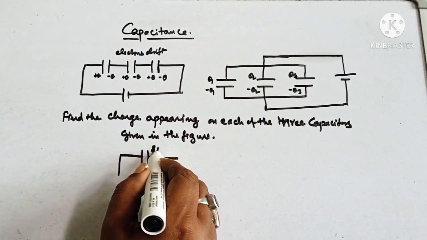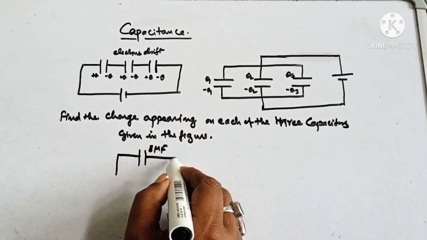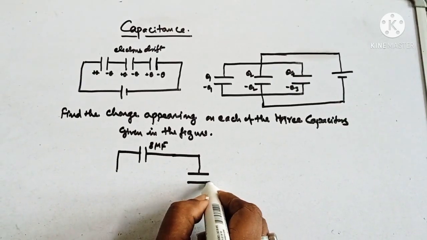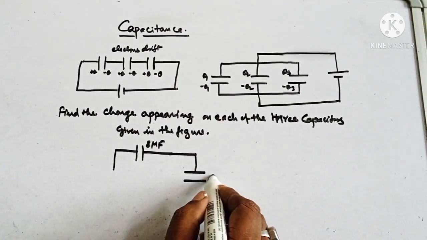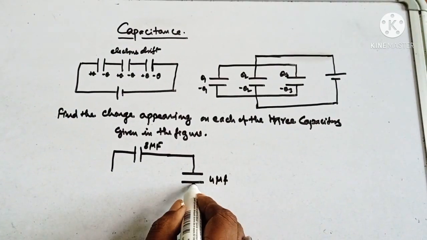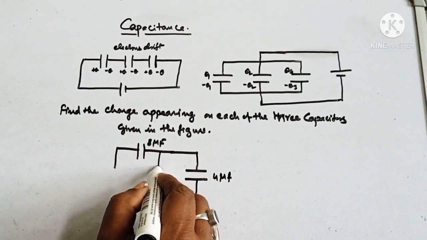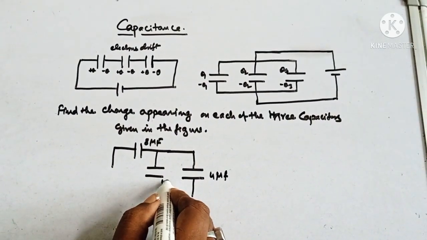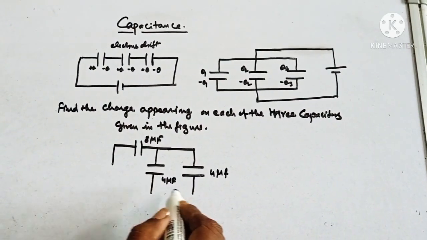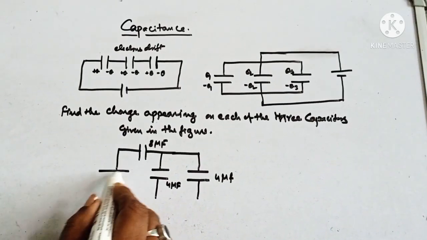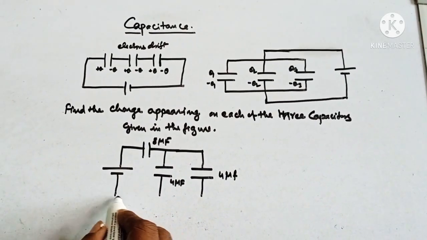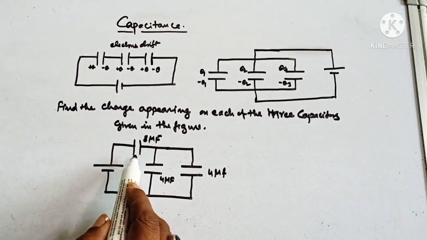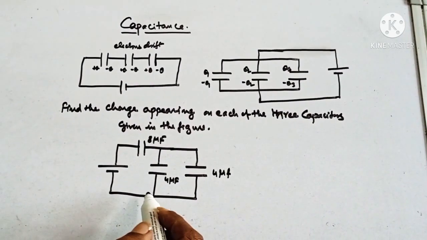This is 8 microfarad, and now again you see this is 4 microfarad, and here 4 microfarad, and now this is connected to a 12-volt battery. Now we have to find out the charge in each capacitor.